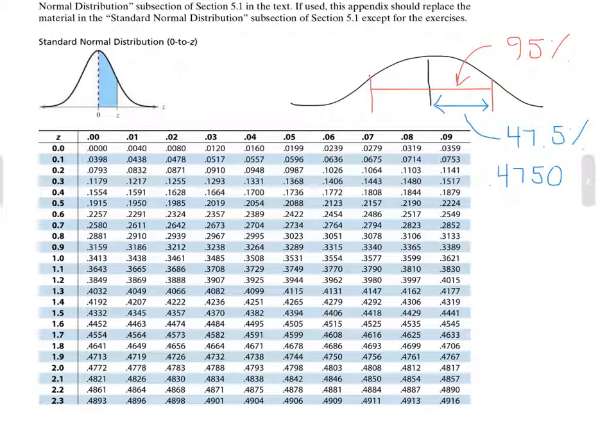So we have to look in the body of our table and get as close to 0.4750 as we can get, and in this case we can actually get exactly 0.4750. So we notice that we're in this row that has a 1.9 in the z-score column, and we have a 6 in the hundredths place. So we see that that corresponds to a z of 1.96, and that's the critical value that I used to determine the width of my confidence interval on the previous board.